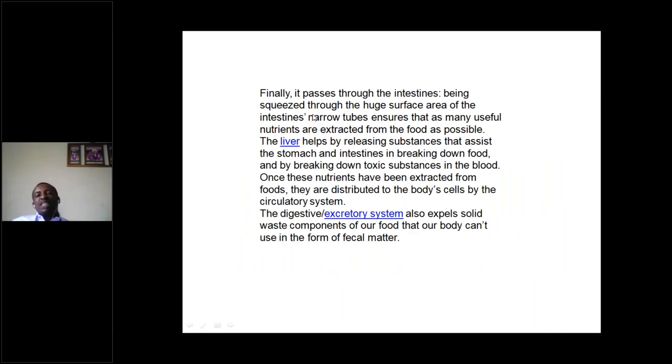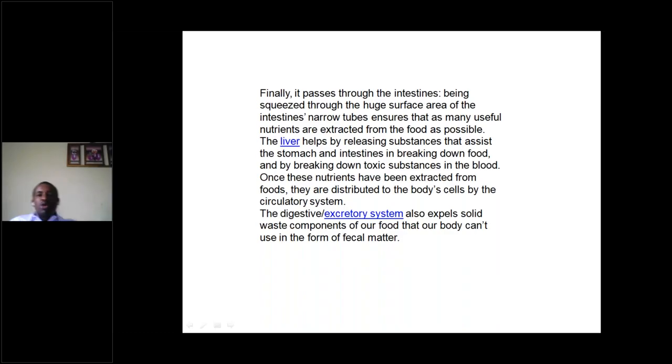So finally, after that, it passes through the intestine. There's the small intestine, there's the large intestine. Then it squeezes through the surface of those intestines, and it's there that the nutrients will be extracted. The intestine will be extracting as much as possible of the relevant nutrients. Okay, so when it's extracted, you have your liver there.